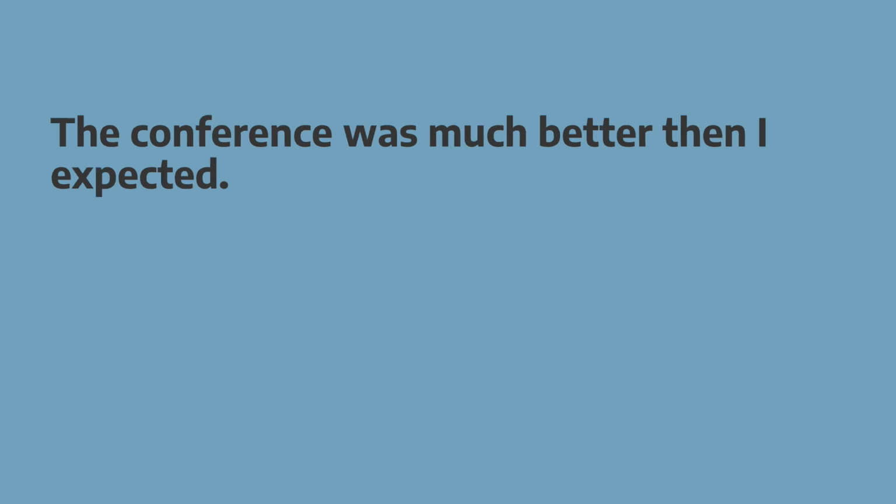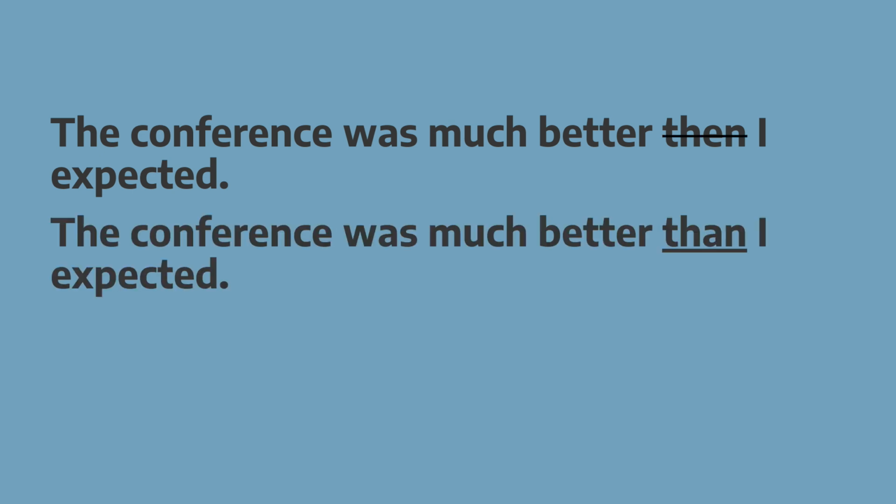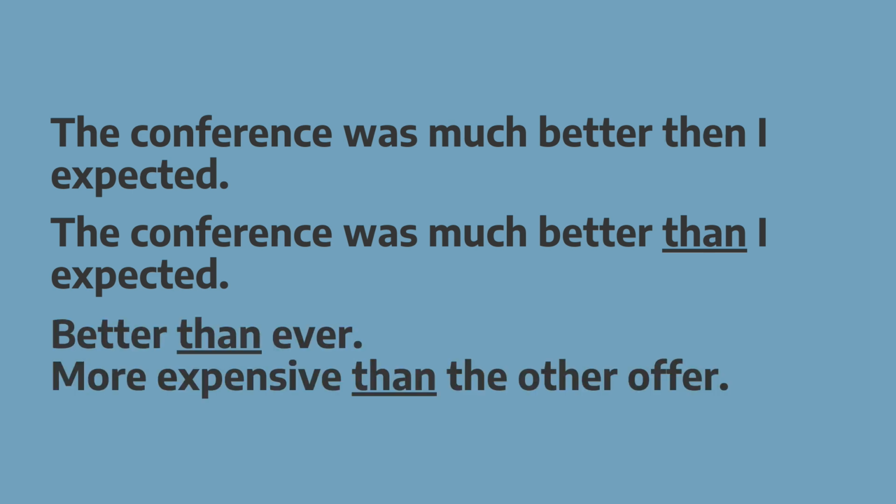Can you see the mistake? That's right, it's a spelling mistake. And this is one that I see quite often. Instead of writing then with an E, we should be writing than with an A. We always use than for comparatives. Better than ever, more expensive than the other offer, and so on.